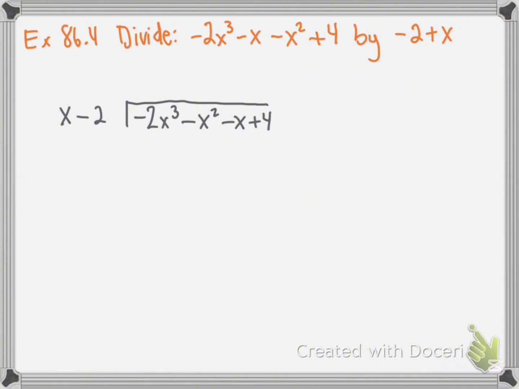Okay, I hope you did it. Now let's check it. The first thing, put it in order. Second thing, right here, the first one, which is negative 2x³ divided by x.